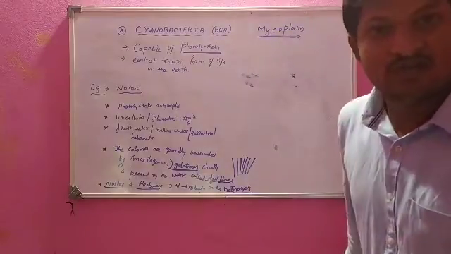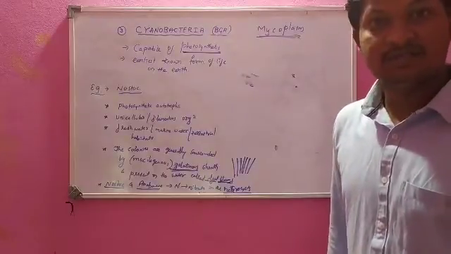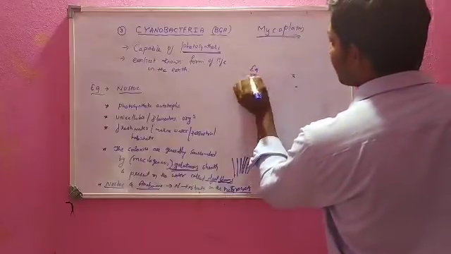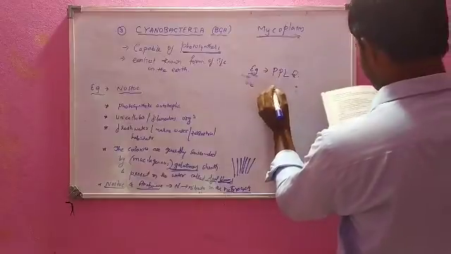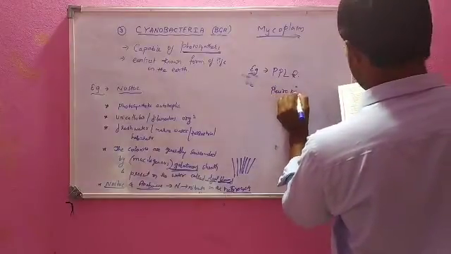These are the harmful microbes which come under bacteria. They are going to cause diseases in plants as well as in animals. Example, PPLO. Its long form is pleuropneumonia.